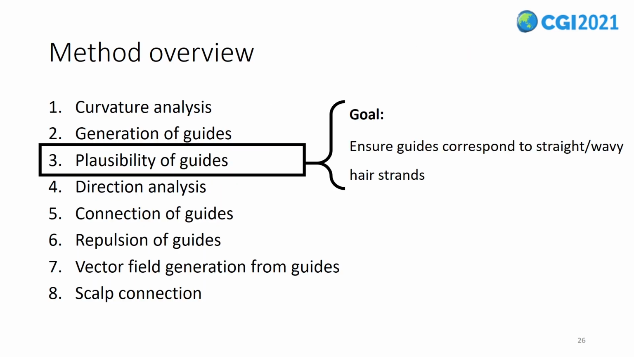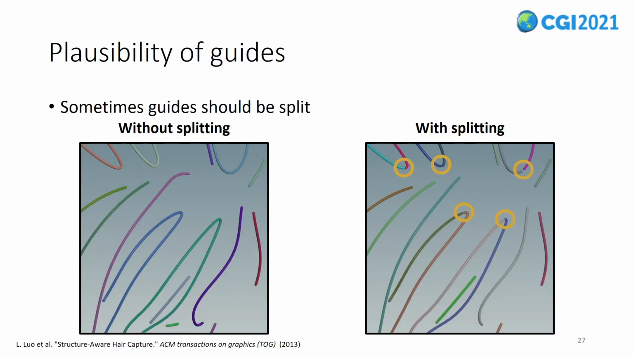Next, there is a plausibility check of guides. Here we ensure that guides correspond to straight or wavy hair strands. Sometimes guides should be split, and to do that, we compute the derivative of the height value of all the points of the curves, and then we compute local extrema based on that. And if 2 consecutive extrema are high enough, then we decide that we want to split at these points.